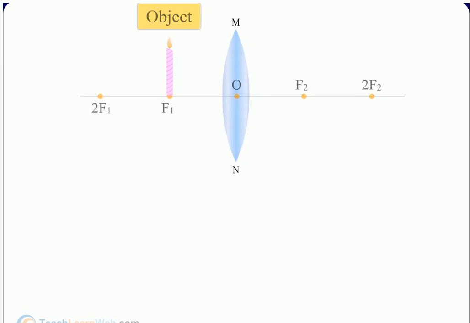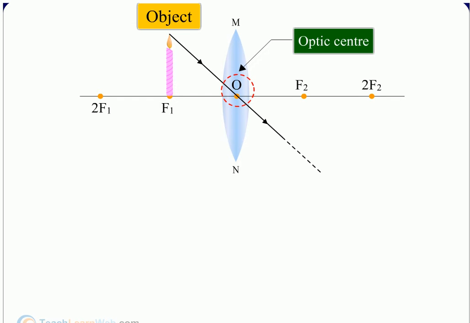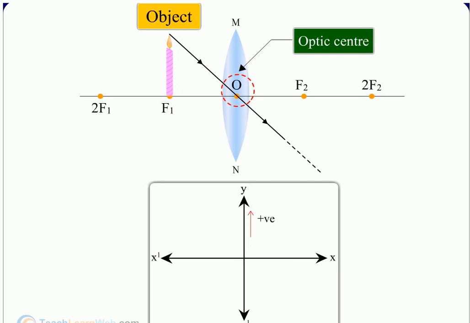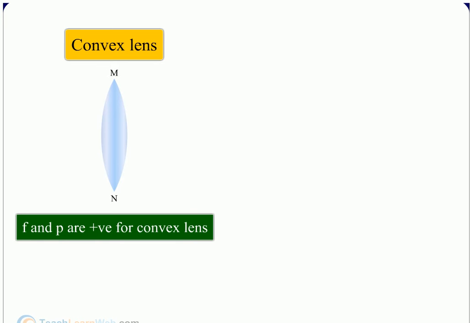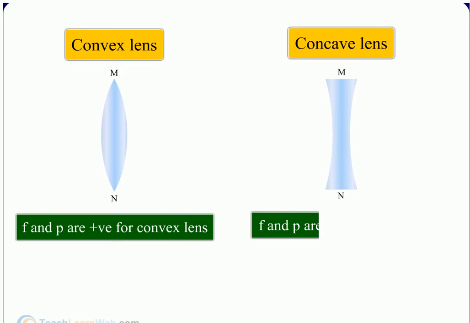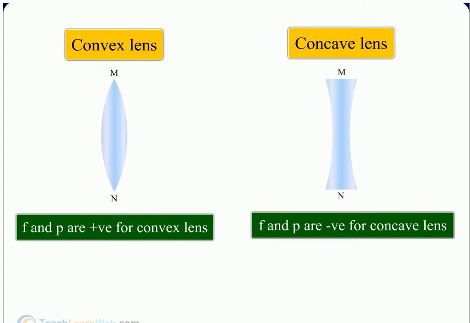Object must be taken on the left side of the lens. Distances are measured from optic center. Optic center is taken as the origin. While measuring distances and heights, we have to follow Cartesian sign conventions. f and P are positive for convex lens. f and P are negative for concave lens. u is negative.